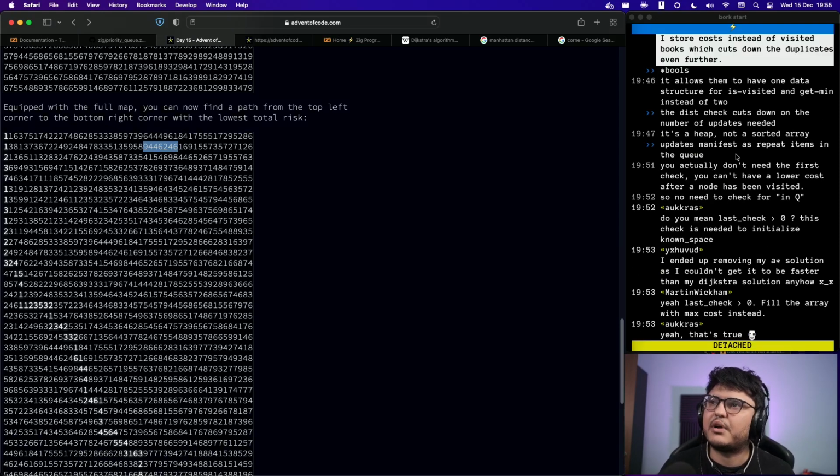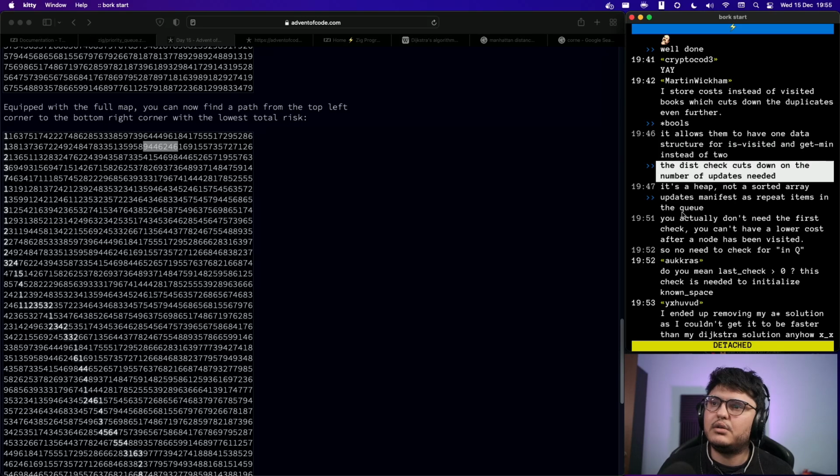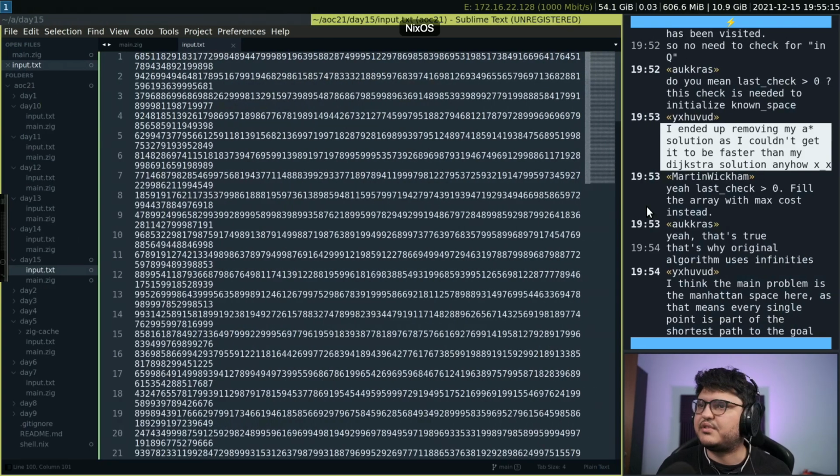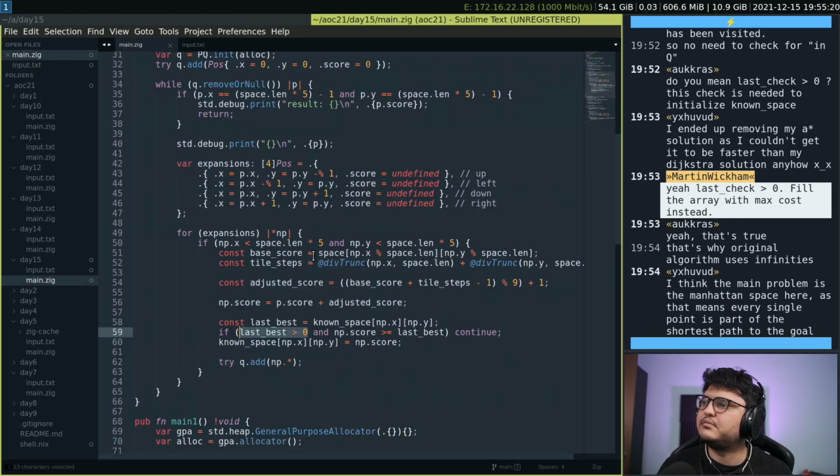Okay, so let's say what Martin was saying. Wait, oh, this is the other chat. Yeah, last check greater than 0. Fill the array with max cost instead. Oh yeah, I see your point. So you're saying do proper infinity. Yeah, I could do proper infinity.